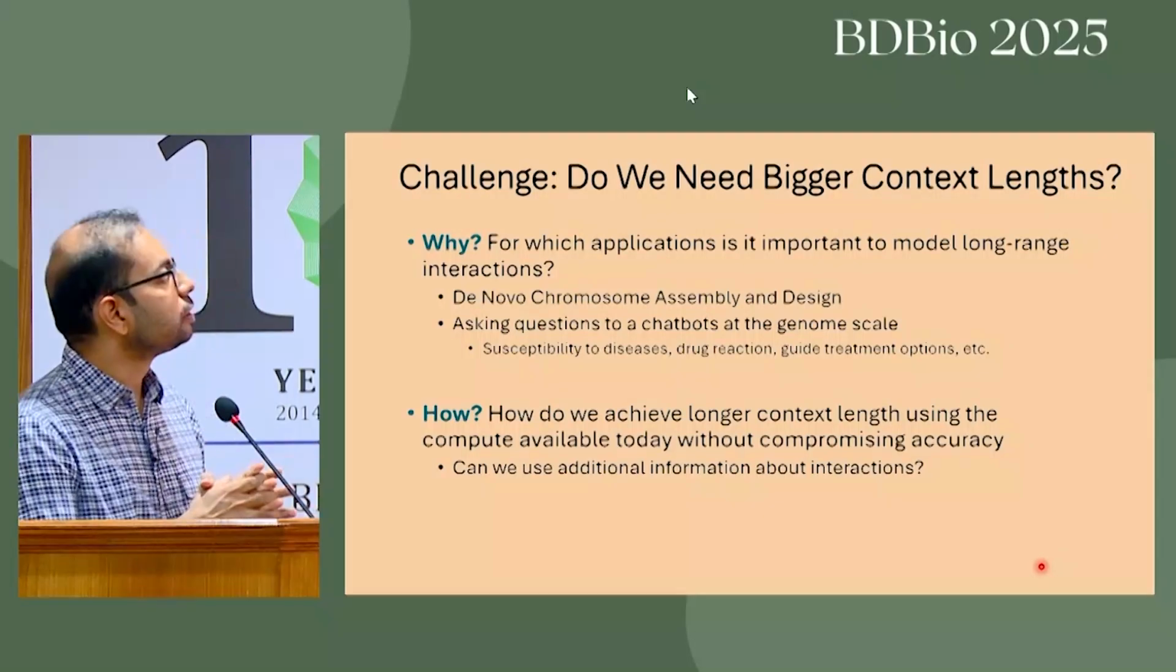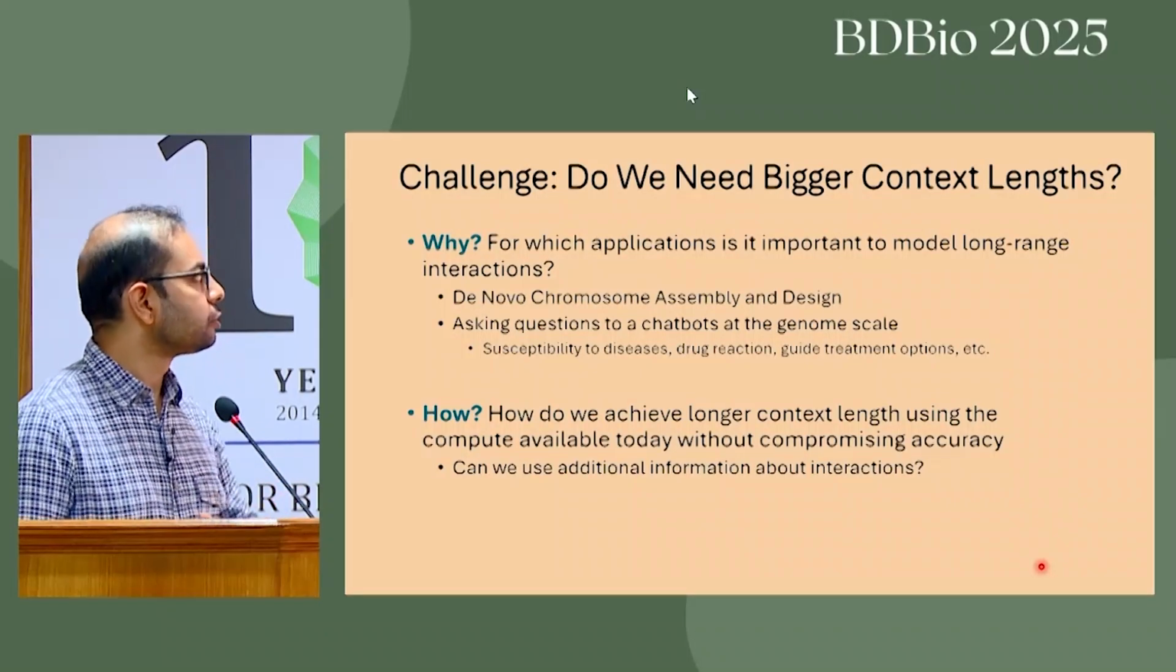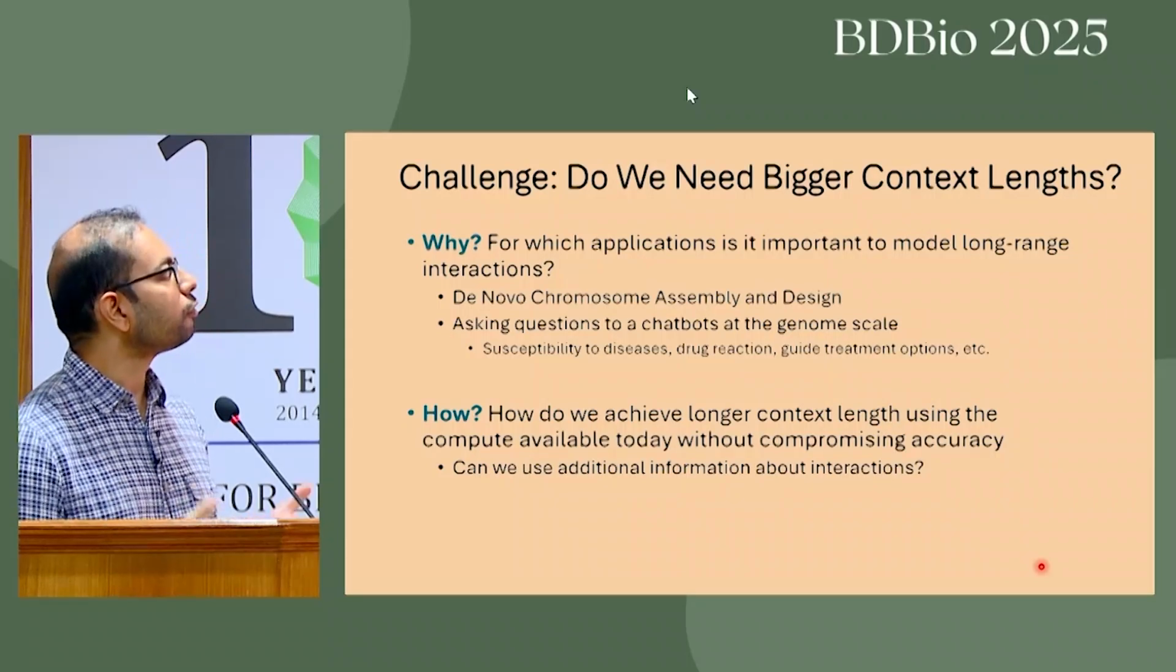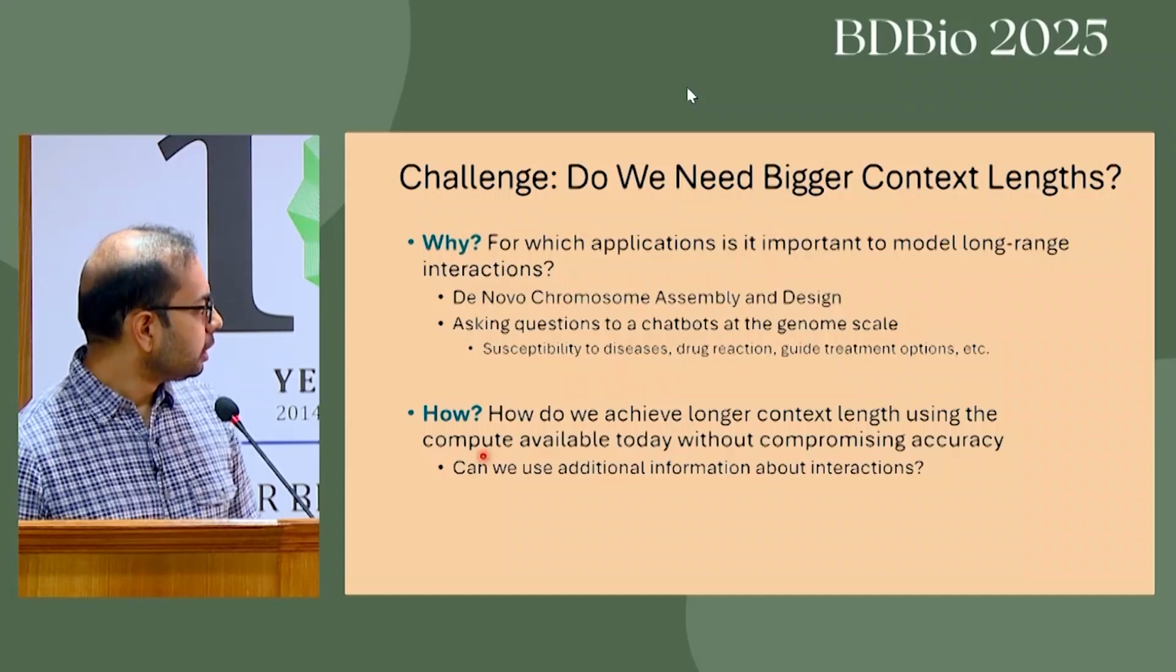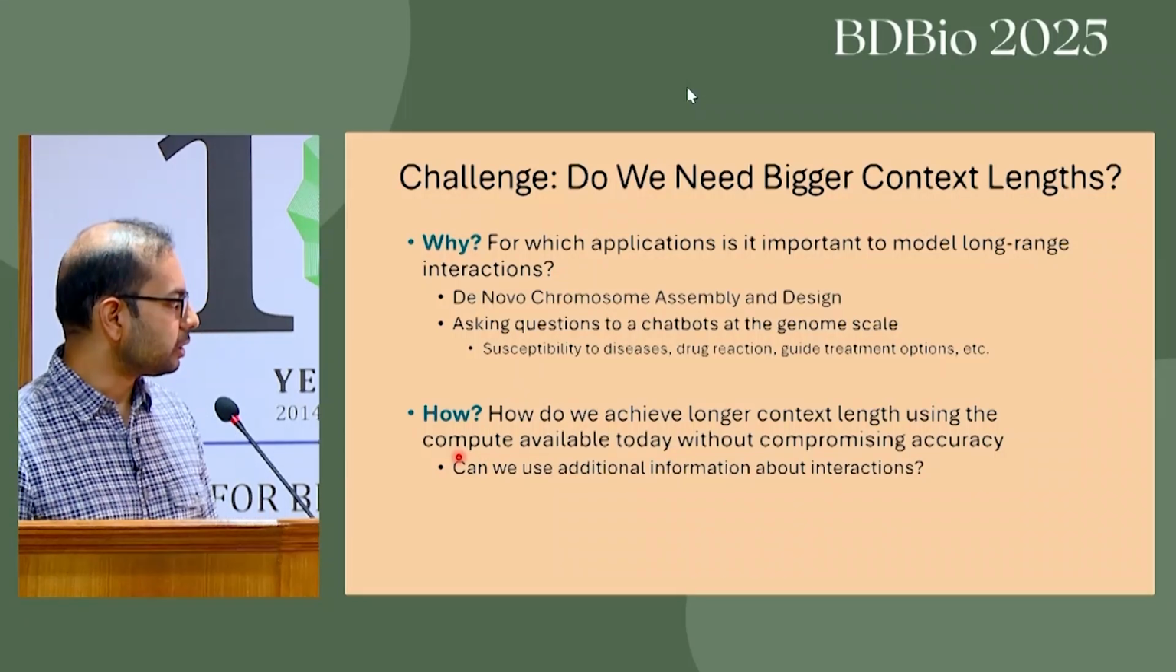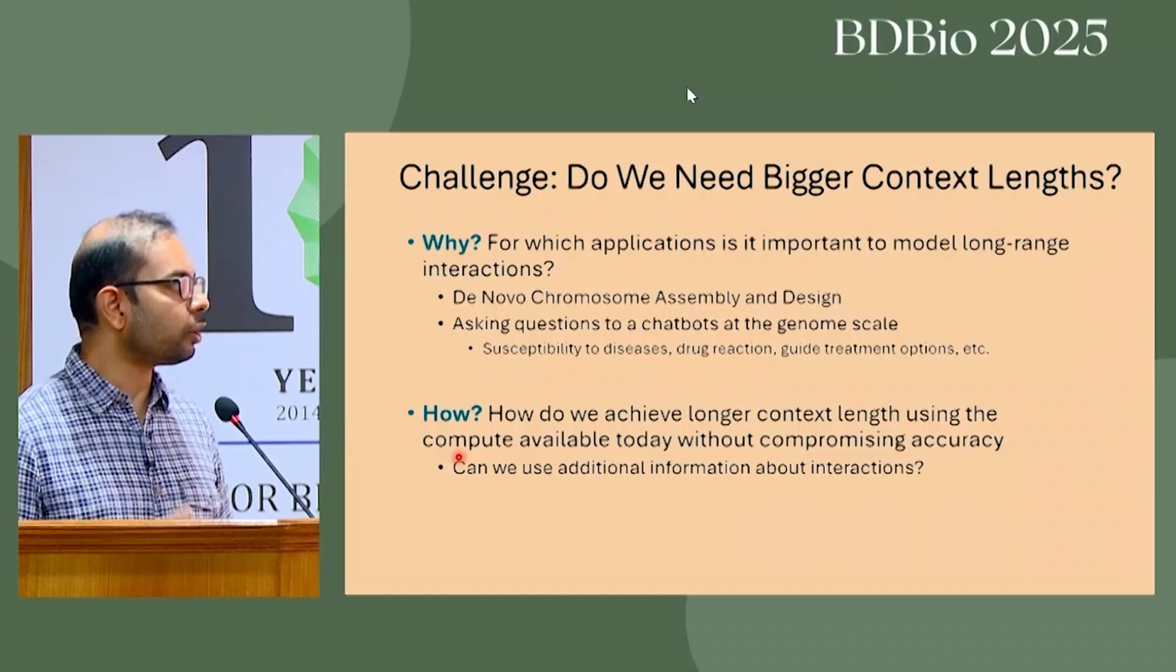Next challenge is, do we need bigger context lengths? Why would we need that? What are the applications? I've already covered this, so let me skip this part. And how do we achieve longer context length given the compute available and without compromising any accuracy?